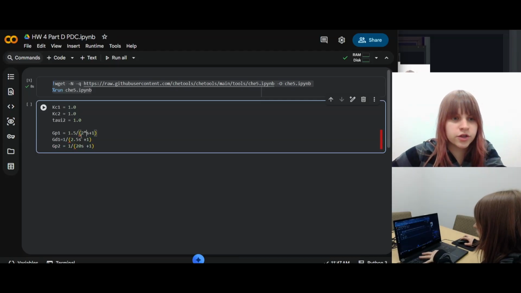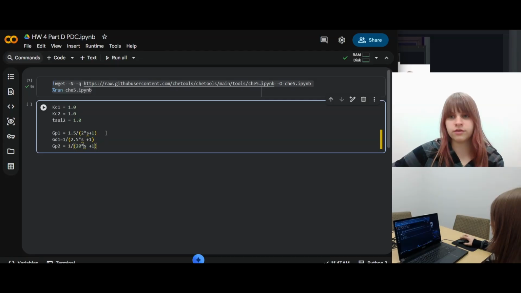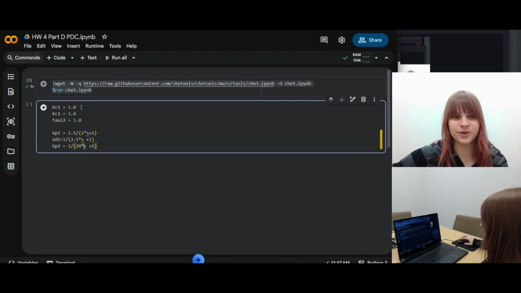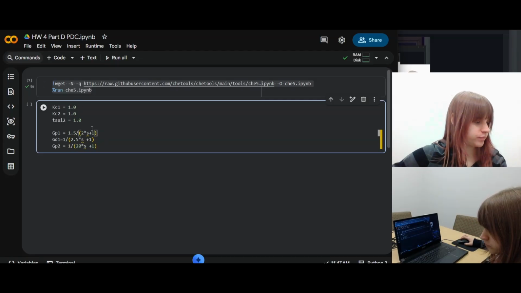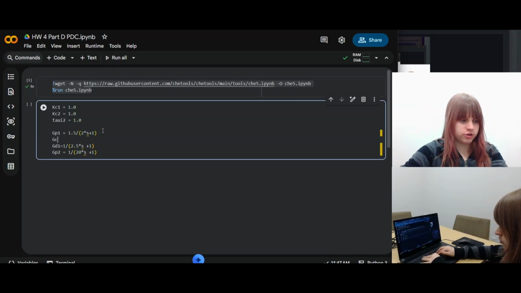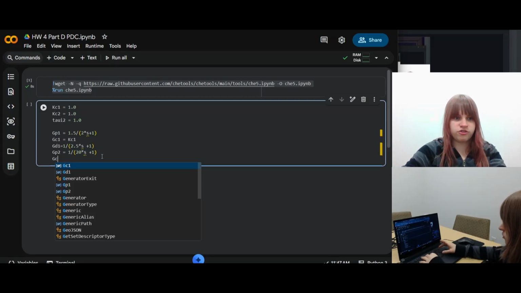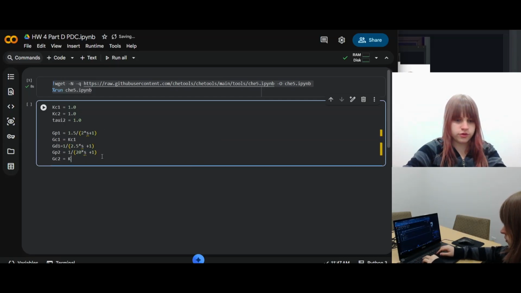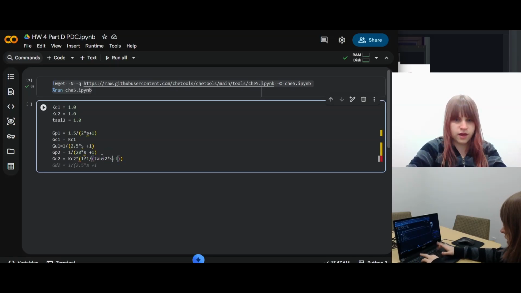And I'll need to include a multiplication sign here so that the code knows what I'm talking about there. We're setting our GC1 equal to KC1, and our GC2 is equal to KC2 times 1 plus 1 divided by our tau times s.